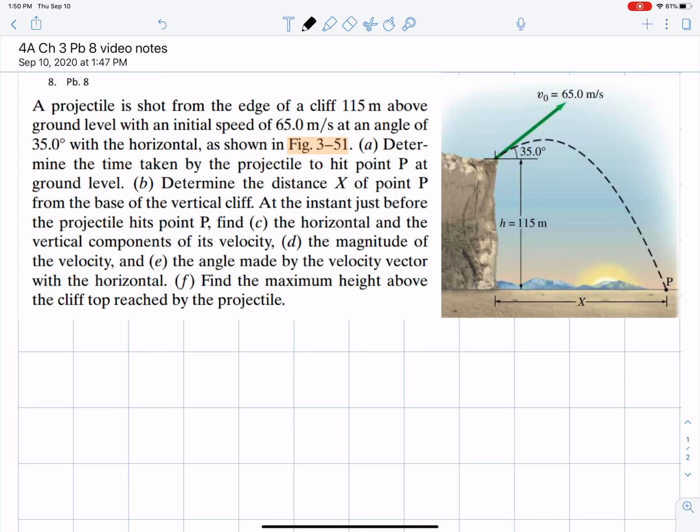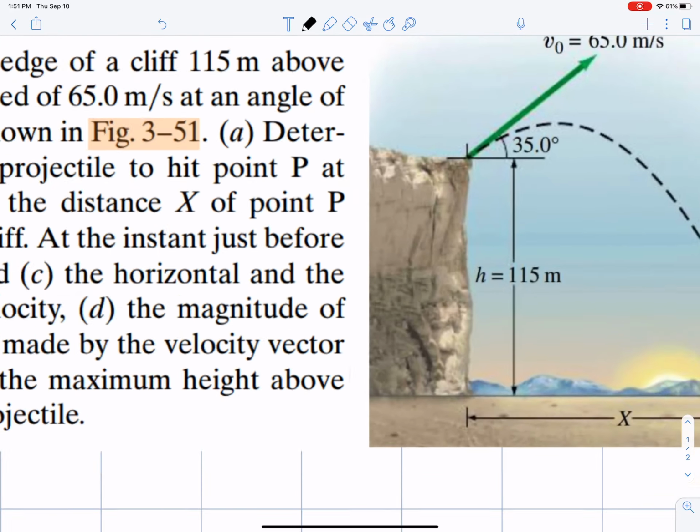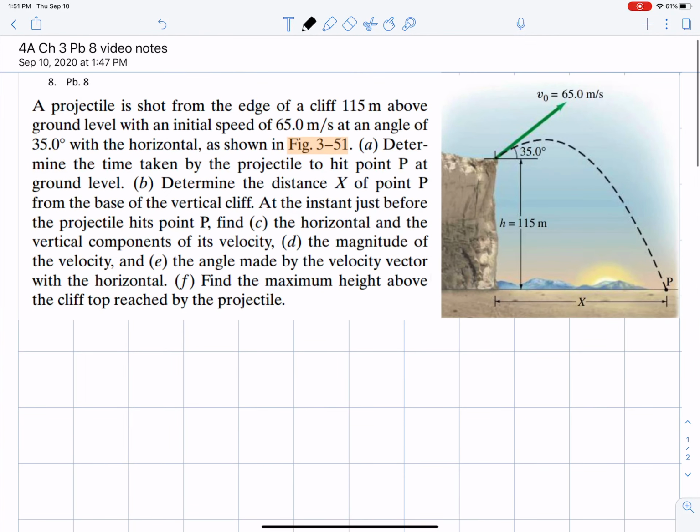All right, ladies and gentlemen, as I promised, we're gonna do problem number 8 from your handout from chapter 3. This is more of a complete view of a projectile motion problem. Here you have a projectile that is shot from the edge of a cliff, just like shown in the picture, from the ground level of the cliff, with an initial velocity of 65 meters per second and an angle of 35 degrees, so we can see them already in the picture with the horizontal.